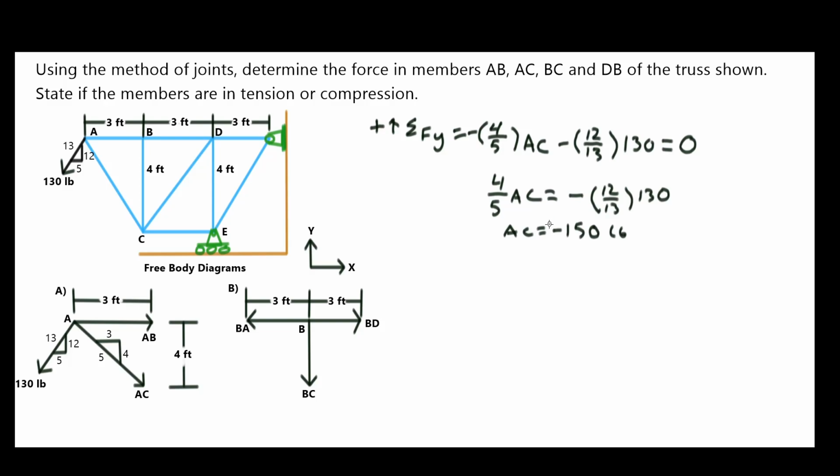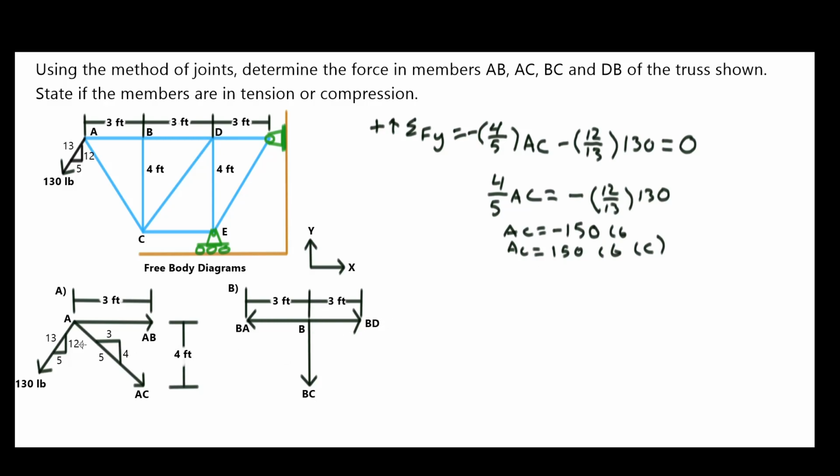pounds. Now, since this is a negative value, we know that our prediction that it was in tension is incorrect. So AC is equal to 150 pounds, and that's going to be in compression.